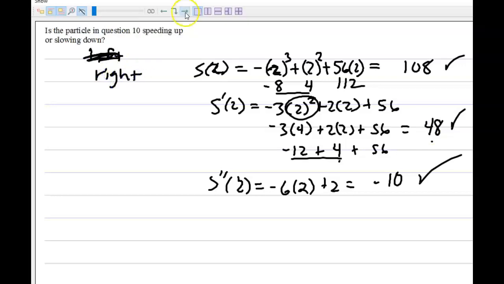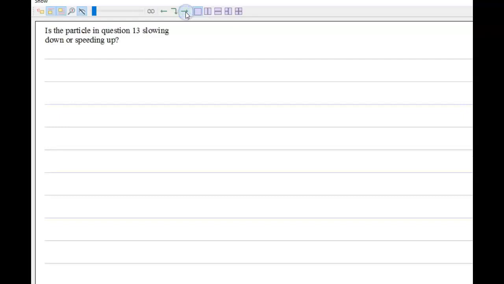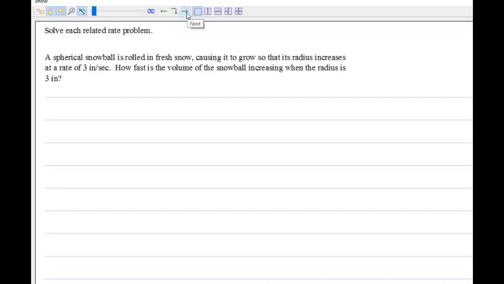So the next question is, is the particle in question 10 speeding up or slowing down? To answer that question, you compare the acceleration with the velocity. Since they're opposite signs, this would be a slowing down problem. I'm not going to do this one. That's just repetitive, but if you want more practice, there it is. So I'll skip those questions there.